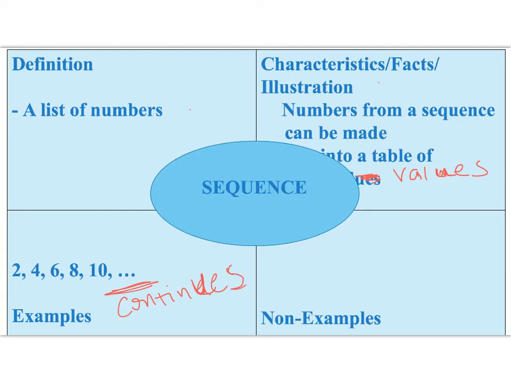It's kind of hard to come up with a non-example. We really just need to know the term sequence so that we're all familiar with it in class. But a non-example would just be something like the number 4. It doesn't have a pattern, it's not continuing in any direction, it's just a standalone number.